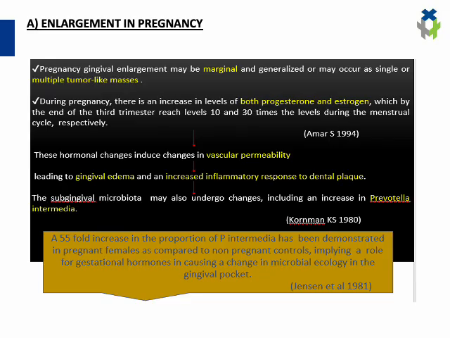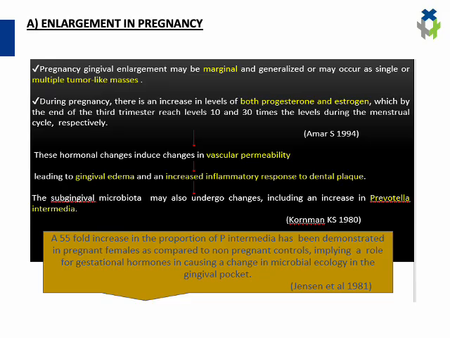the dental plaque. First one is enlargement in pregnancy. Pregnancy gingival enlargement may be marginal and generalized, and may occur as a single or multiple tumor-like mass. During pregnancy, there is an increase in level of both progesterone and estrogen, which by the end of the third trimester reach levels 10 to 30 times the level during the menstrual cycle, respectively. These hormonal changes induce changes in vascular permeability, leading to gingival edema and increased inflammatory response to dental plaque.